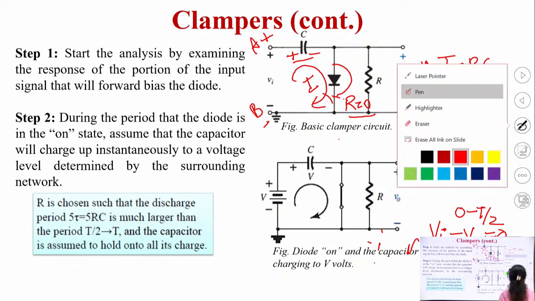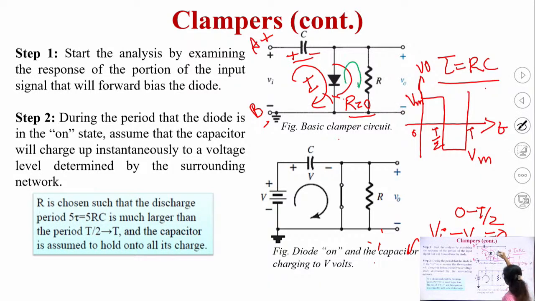Also, in the second loop, what will be the output voltage? V0 will be equal to how much? If I look at this, because the resistance is 0 and current is passing through this diode, the voltage across this diode will be 0, and in parallel the voltage is the same, so V0 will be equal to 0.